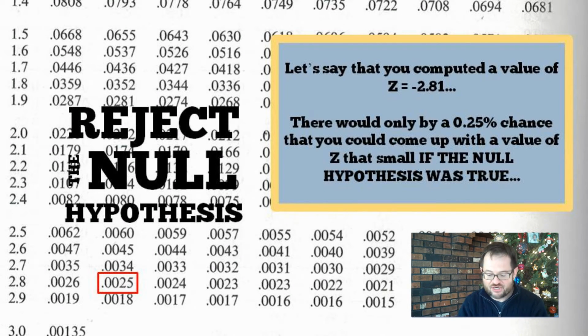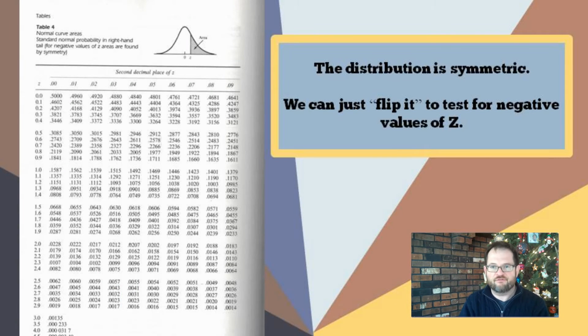This distribution is symmetric. We can just flip it and do it if the values of z were negative. Like if we had gotten negative 0.281, we could have just flipped it around and said, okay, this is the probability of getting a value of z this small, this far from zero or farther from zero to the left on the diagram. I originally did have it working through an example of that, but I think that's not the best use of our time.